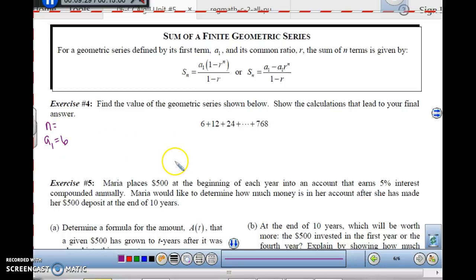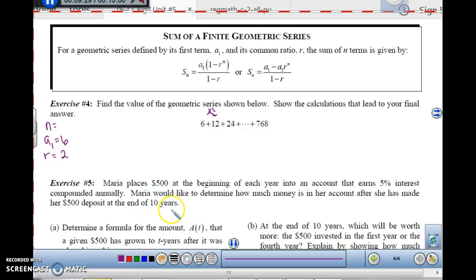What is r? Well, if we look at our terms here, the first term is 6, the second term is 12, the third term is 24. What are we multiplying by to go from term to term? It would be 2. So our common ratio r is 2. In order to do this, we need to know what n is going to be.